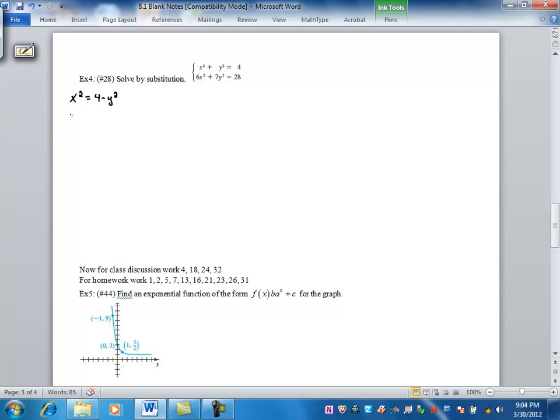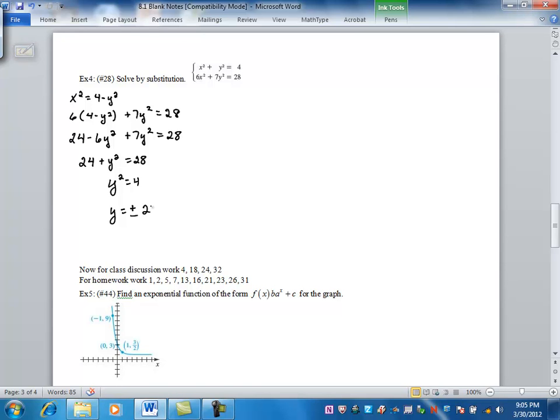Alright, we're going to plug this into the bottom equation now. 6 times 4 minus y squared plus 7y squared equals 28. 24 minus 6y squared plus 7y squared equals 28. 24 plus y squared equals 28. Notice what we've got here, y squared equals 4, which means y equals plus or minus 2. Well, if y equals plus or minus 2, a minute ago we said that x squared is equal to 4 minus y squared. Let's take these one at a time.